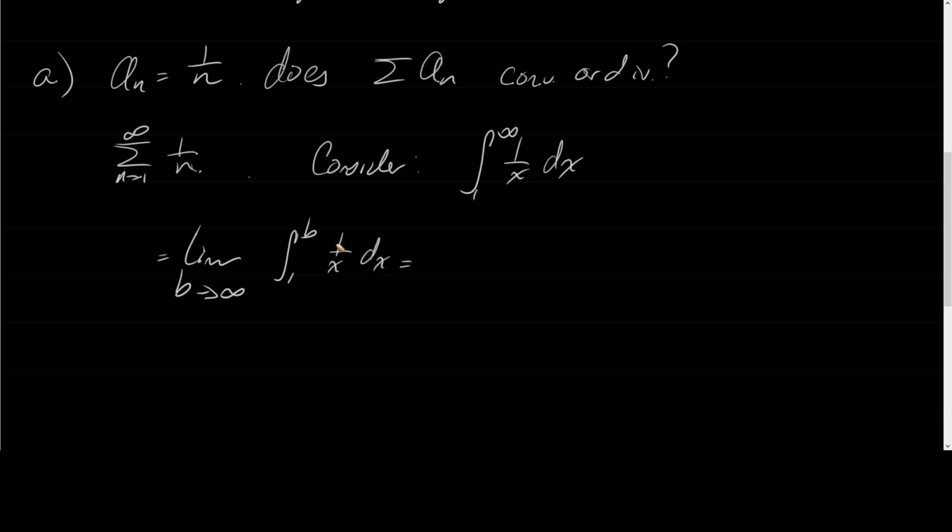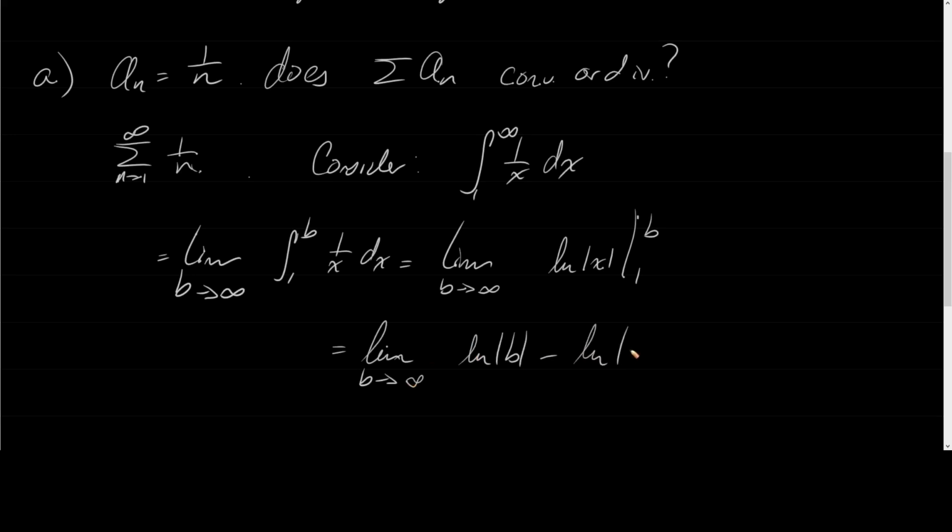And well, what does this become? The integral of 1 over x is ln of x. So what I get now is the limit as b goes to infinity of ln of the absolute value of x, evaluated from 1 to b. Plugging in our bounds, I end up with the limit as b goes to infinity of ln of the absolute value of b minus ln of the absolute value of 1. And then at that point we say, ln of 1 is 0. And as b goes to infinity, ln goes to infinity.